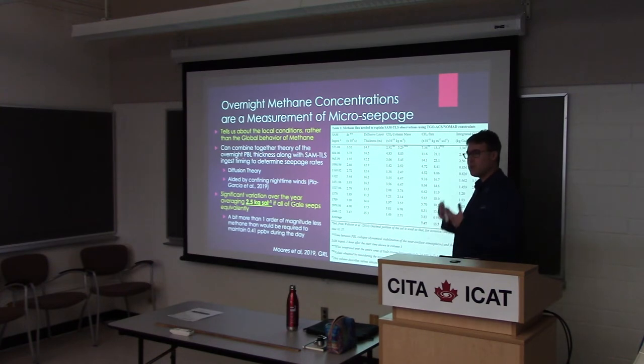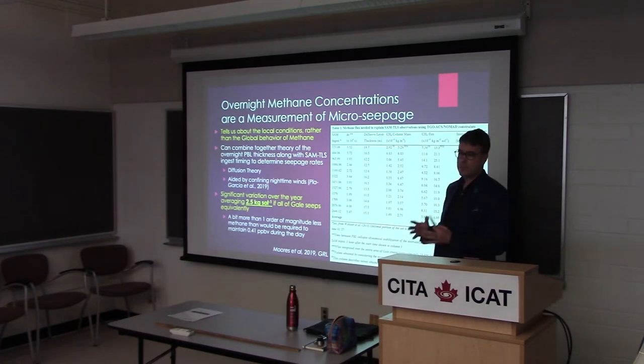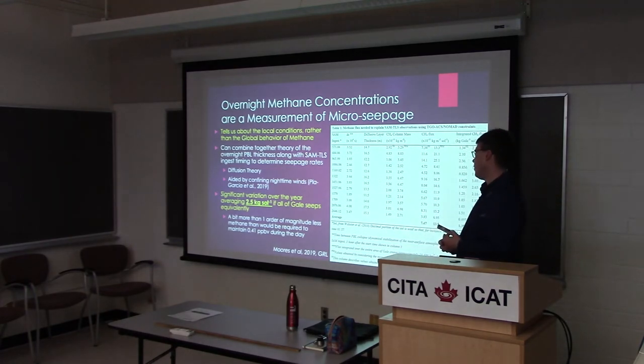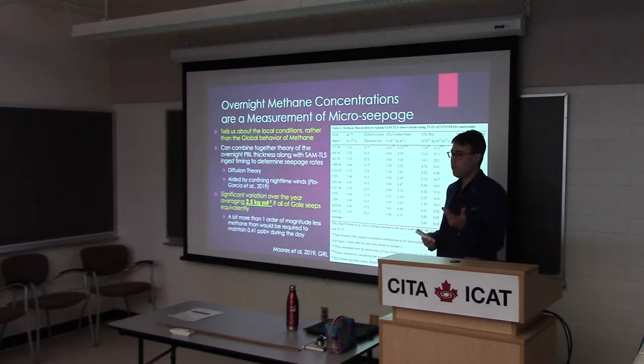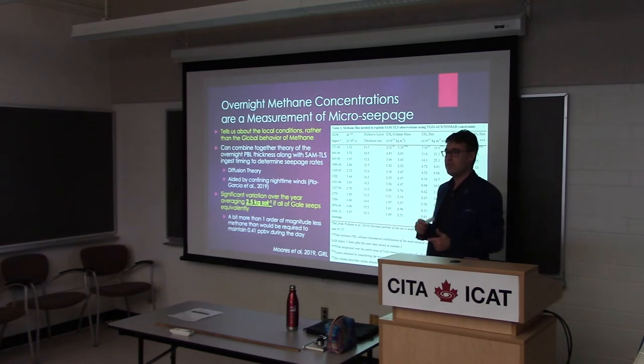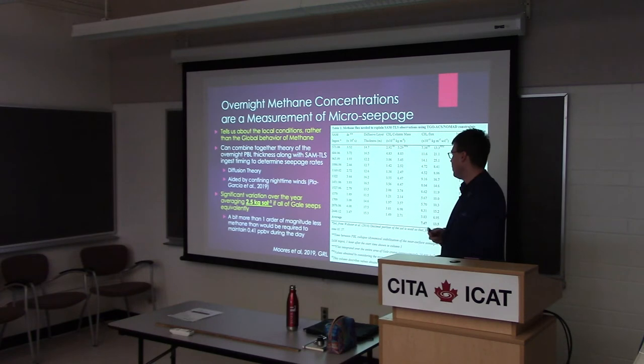And you end up with a picture over the year that makes a lot of sense. The simple average of this is about 2.5 kilograms of methane per day if all of Gale looks like the region that we have been roving through. And what's great about that, that's more than an order of magnitude less methane than would be required if you were holding still at 0.41 parts per billion by volume during the day. 2.5 kilograms per sol is totally invisible to TGO when it's mixed throughout the whole atmosphere. So it works out pretty nicely.